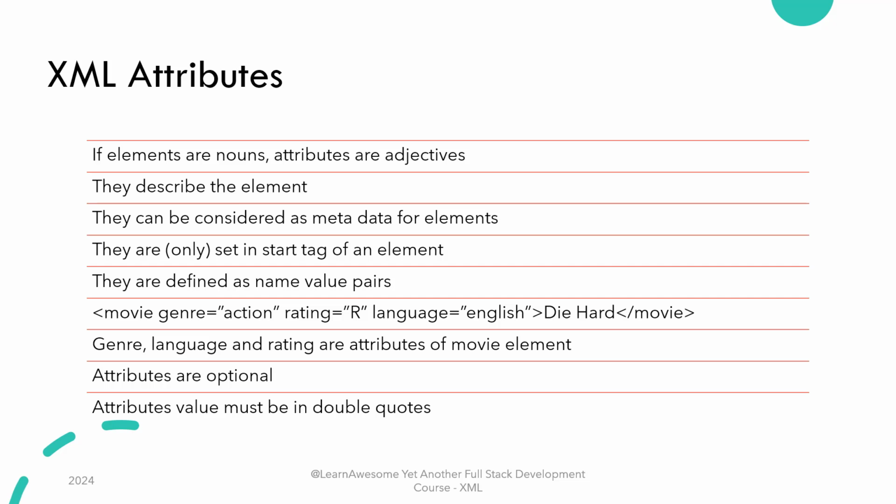So have a look at the movie element. Here, genre, rating, and language are attributes of a movie being represented by the movie element, and they are all defined as name value pairs in the start tag. Note the double quotation marks as they are strictly necessary. As you might have guessed by earlier content, they are strictly optional and can only appear once within an element.